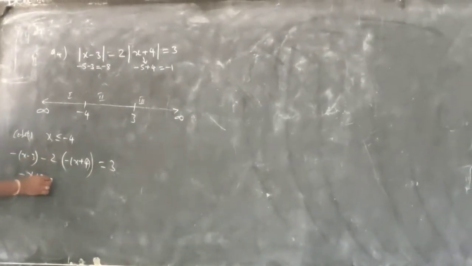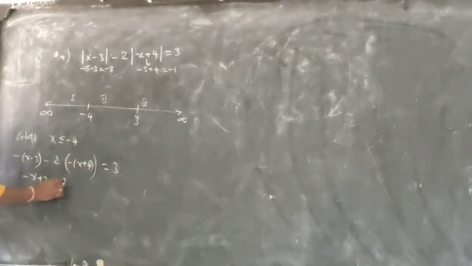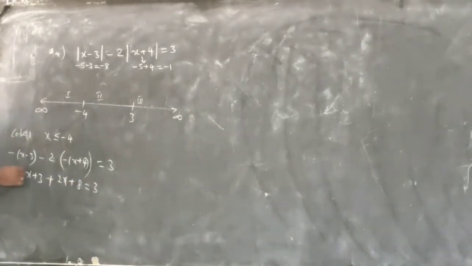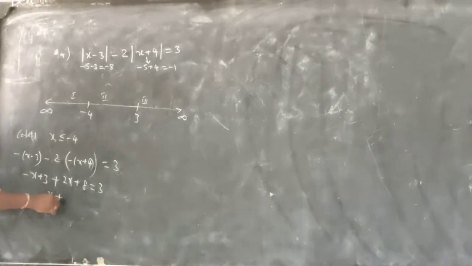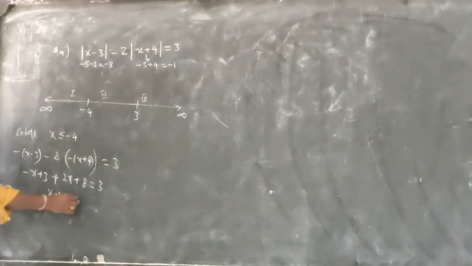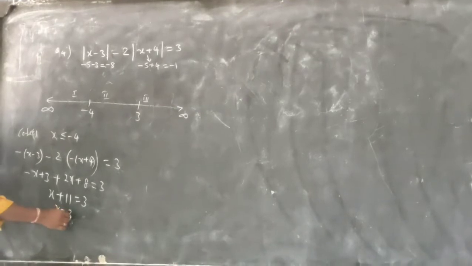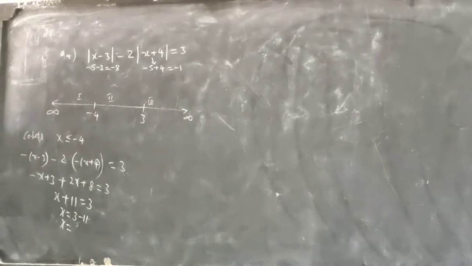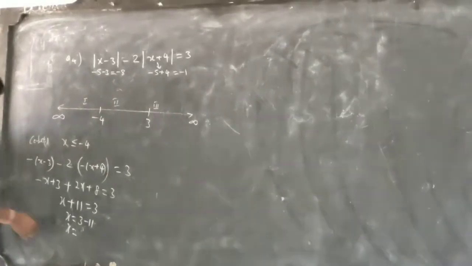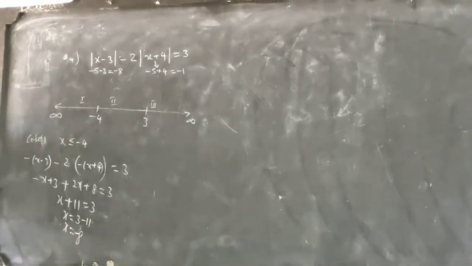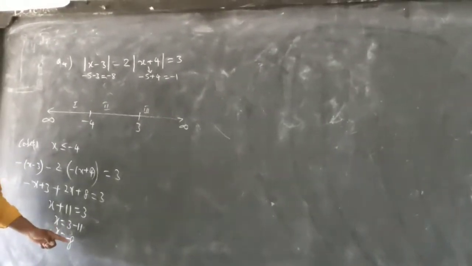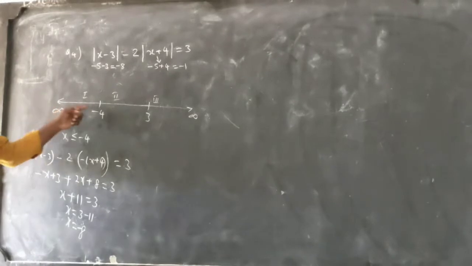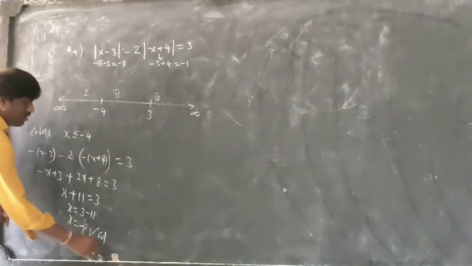So this I can write as minus x plus 3. And minus into minus will become plus, and 2 into x is 2x. 2 times 4 is 8, is equal to 3. So 2x minus x is how much? x. Plus 8 plus 3, how much? 11 is equal to 3. So x is equal to 3 minus 11, which is minus 8. Minus 8 is the answer. Minus 8 lies in this interval, so this is the solution of the problem.